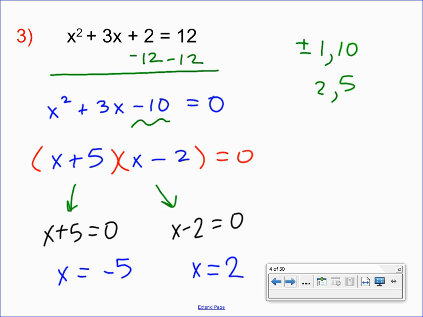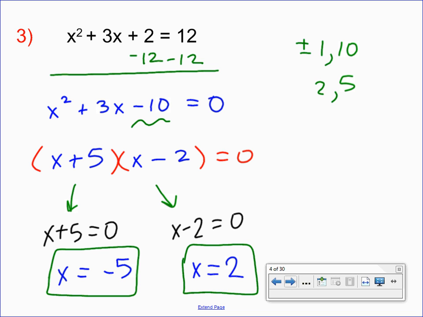A quick check in the original, negative 5. Quantity squared is positive 25. Minus 15 is 10. 10 plus 2 is 12. The second one, 2. 2 squared is 4, plus 6 is 10, plus 2 is 12. I feel like we're winning today.